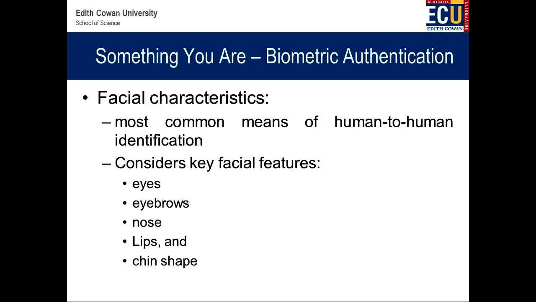So let's talk about facial characteristics. Facial characteristics are the most common means of human-to-human identification. It considers key facial features such as your eyes, eyebrows, nose, lips, chin, and your chin shape. So it considers all these facial attributes and performs some statistical analysis and then saves those binary values into a system that is subsequently used for authentication.